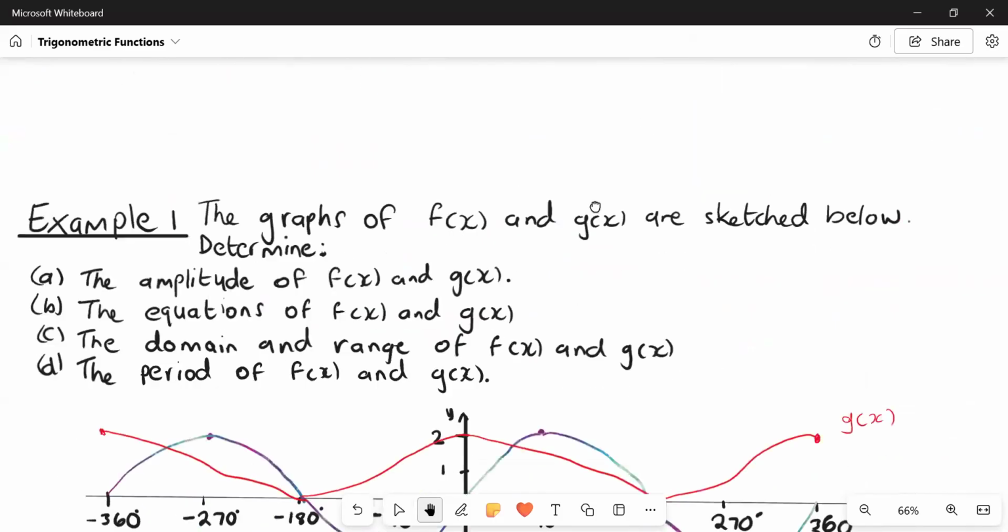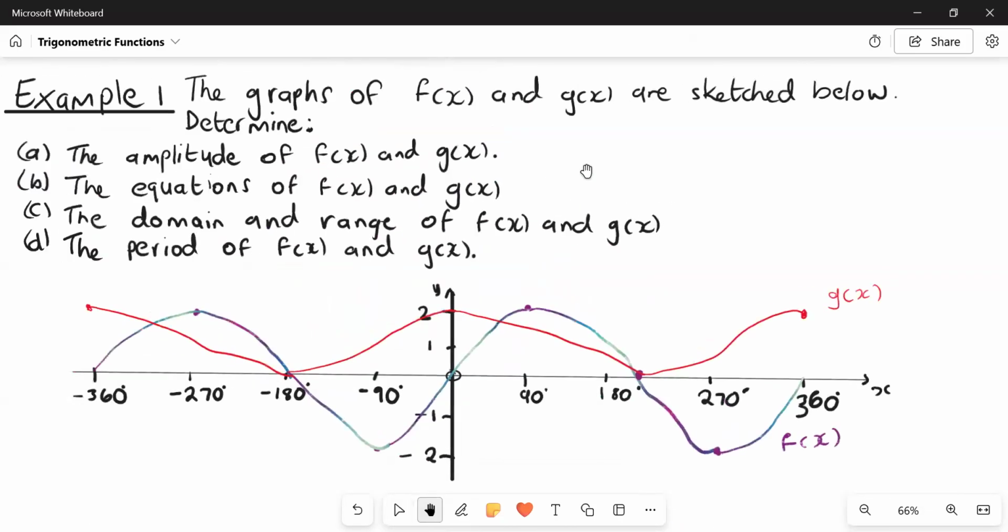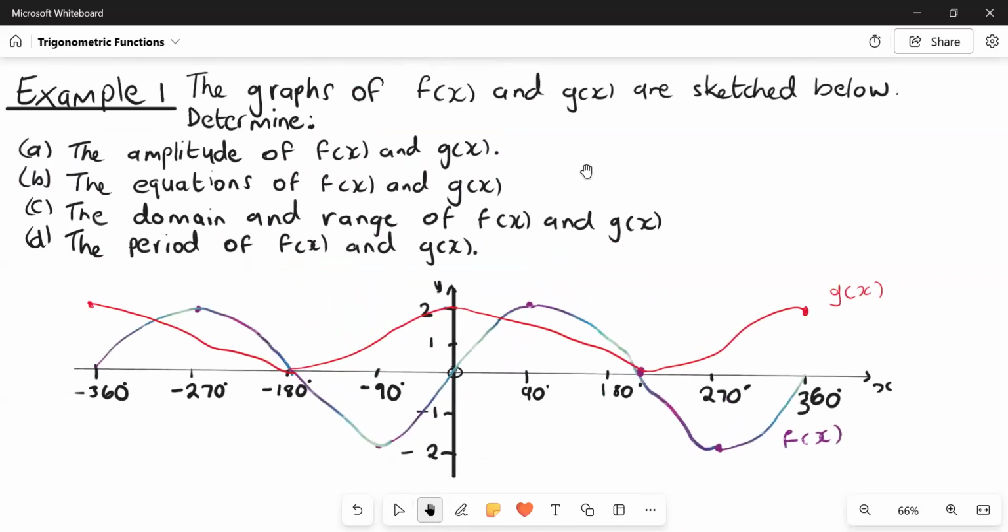So example one. Here's the first example. The graphs of f of x and g of x are sketched below. A, determine the amplitude of f of x and g of x. Determine the equations of f of x and g of x, right? And then determine the domain and range of f of x and g of x, and then the period of f of x and g of x. Now let's start with the amplitude.